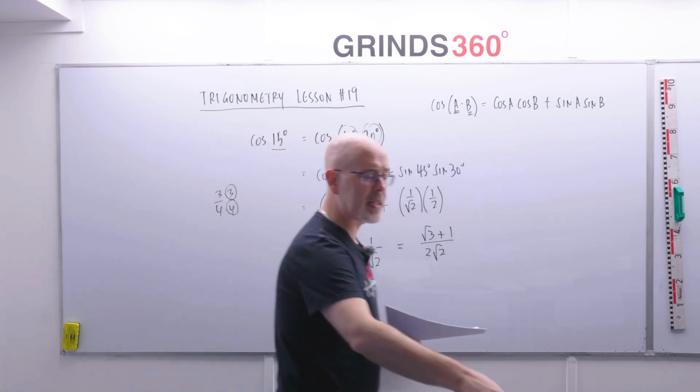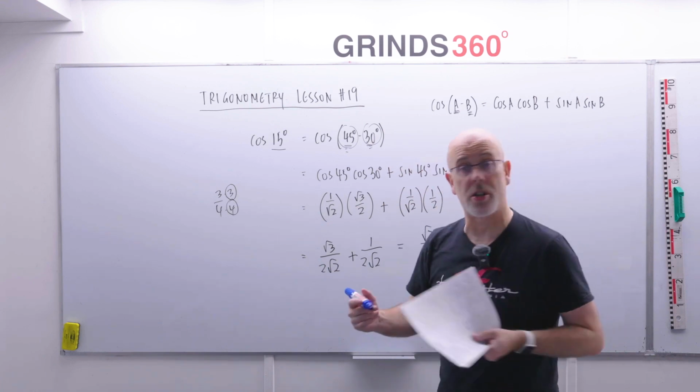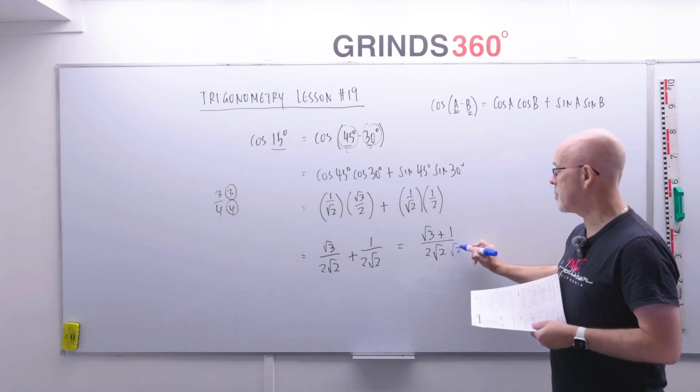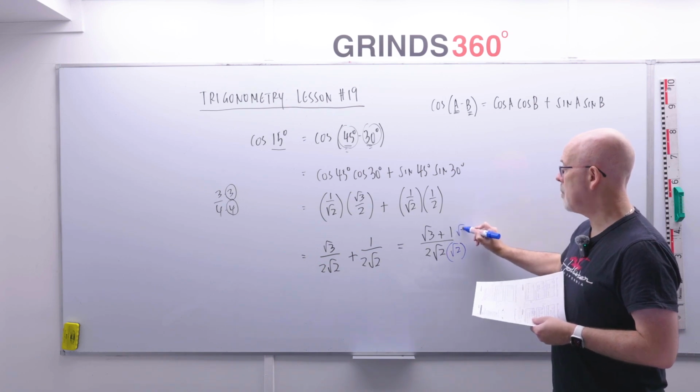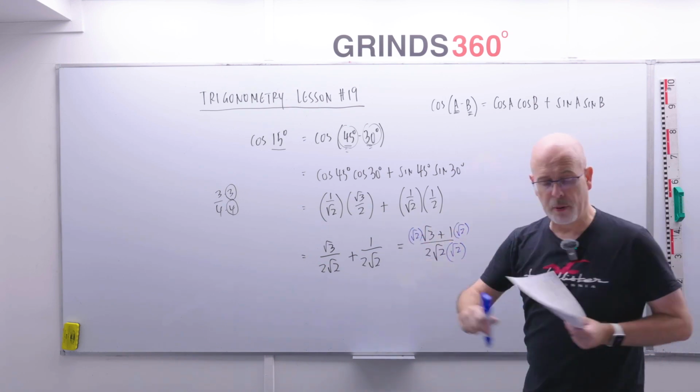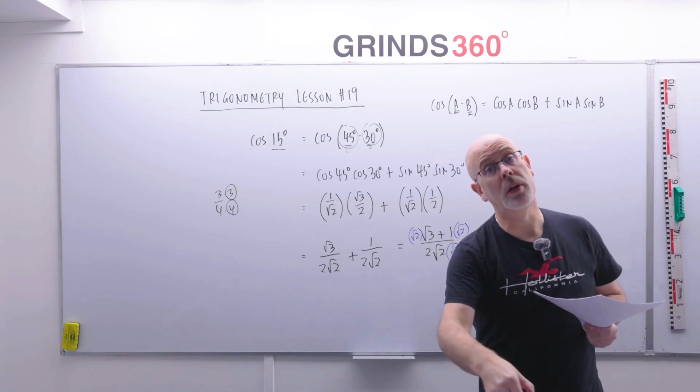Okay, what I'm going to do instead is multiply everything top and bottom by the surd below the line. So I'm going to multiply below the line by root 2. I'm going to multiply this by root 2. And I'm going to multiply both of the terms above the line by root 2. So multiply everything above and everything below by root 2.